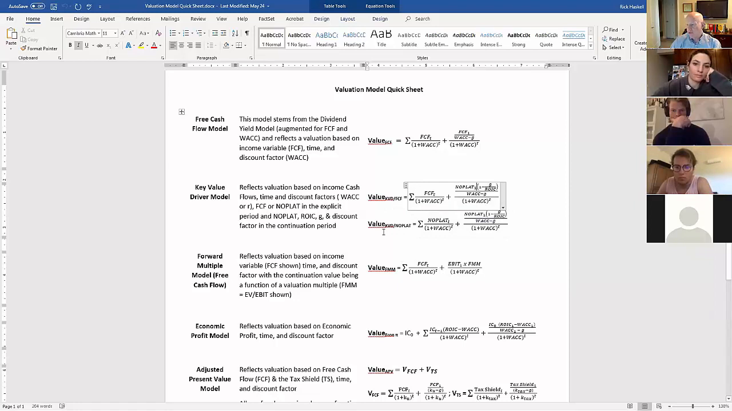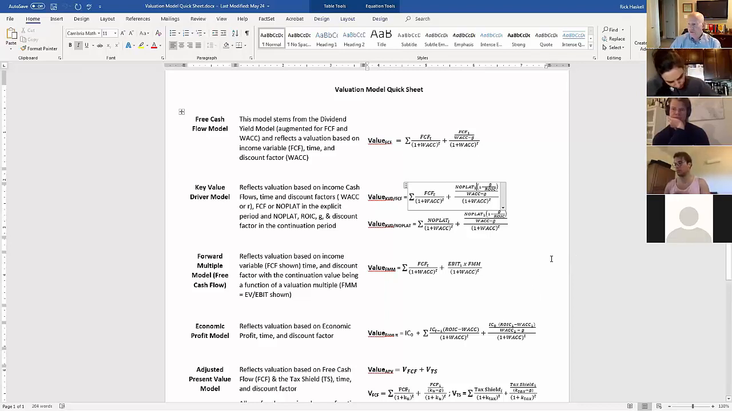This form of the key value driver model that only uses NOPLAT is a unique form because it would only be used when NOPLAT is equal to free cash flow, which is a fairly unusual scenario. In fact, NOPLAT is only equal to free cash flow when there's no interest, there's no taxes, there's no net capital spending, and there are no changes in net working capital. Well, that's all possible, and it's all nicely theoretical. It's just not at all realistic.